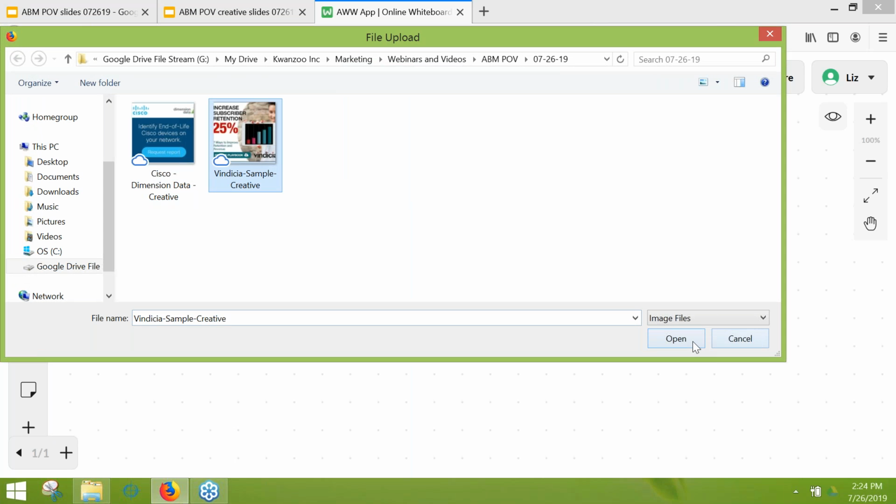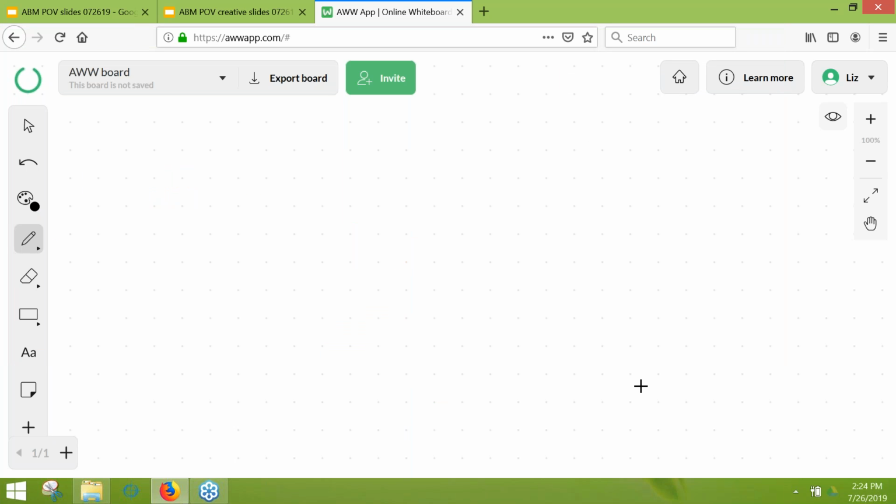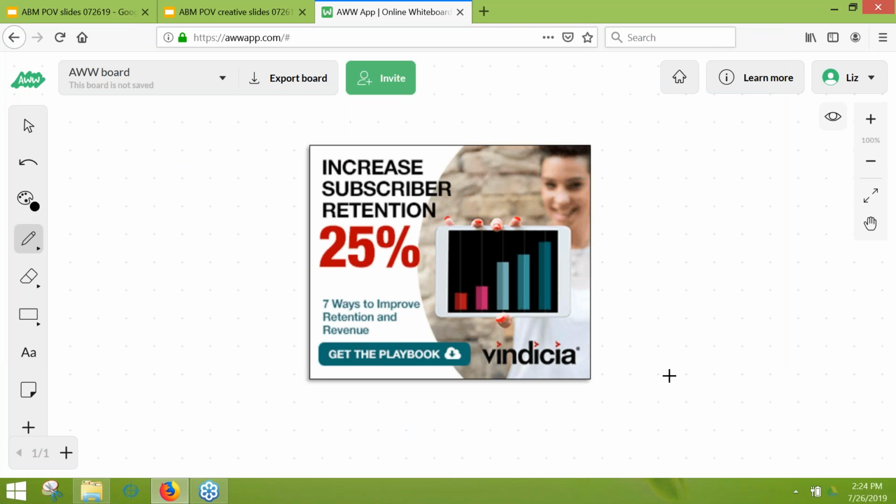So this is one of our really long-term clients, Amdocs Vindicia. It performed really well, in terms of both site retargeting and ABM advertising programs. Very, very strong CTRs, click-through rates, and also engagement on their website and pages.